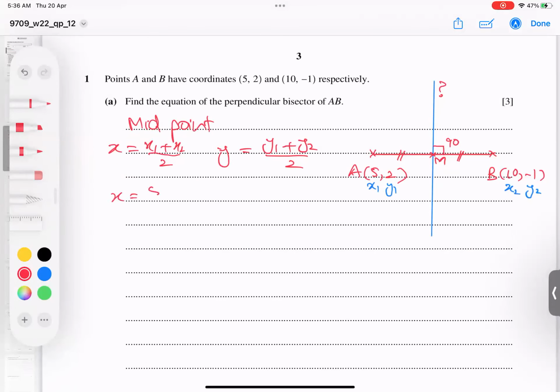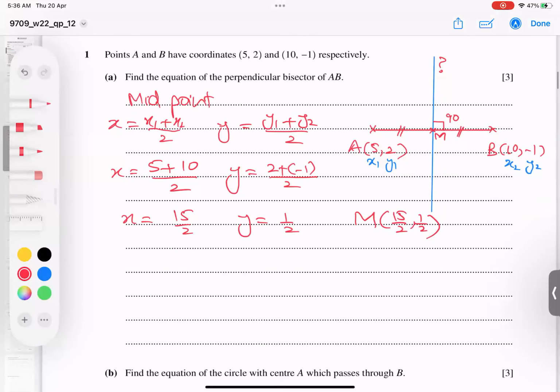So x1 is 5 and x2 is 10, over 2. Now for y, (2 plus minus 1) over 2, that is (y1 plus y2) divided by 2. So I get the first coordinate 15 over 2, and the y coordinate is a half. So the midpoint is for sure (15/2, 1/2).